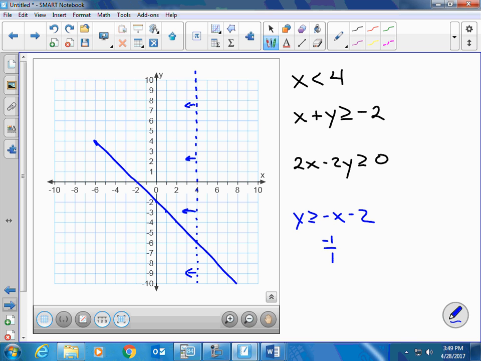So I have my solid line. And I want everything that is greater than, everything that is above the line. It's down here too, but I know it's not over in that region. All right, last one. I'm going to rewrite that in terms of y equals mx plus b.